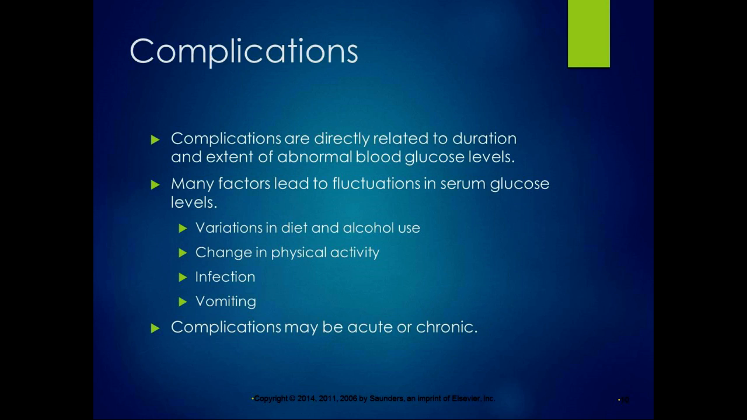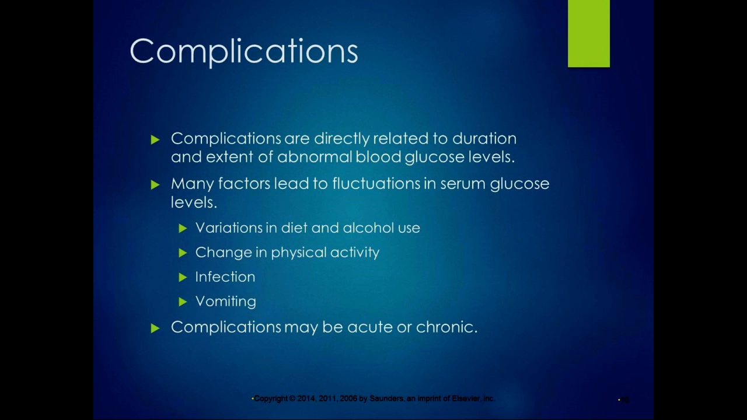So there are different factors that can lead to the fluctuations in serum glucose levels: variations in diet and alcohol use. So you just had a gin and tonic and a donut. Oh, that sounds awful. Anyway, you get what I'm saying. You're not controlling what you're eating.